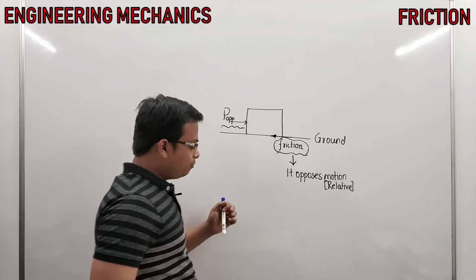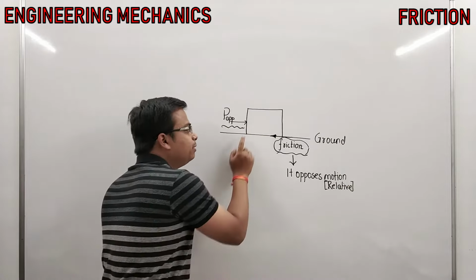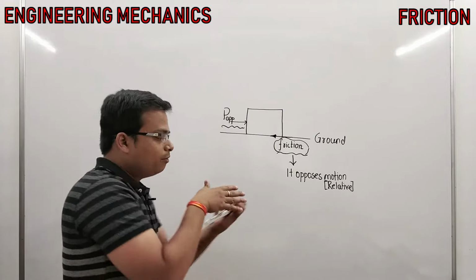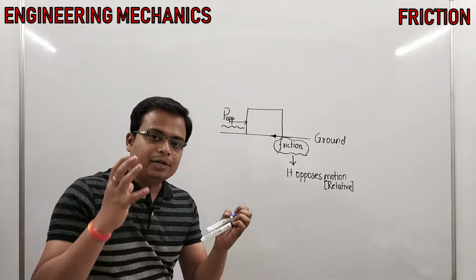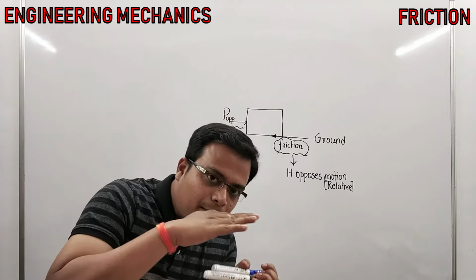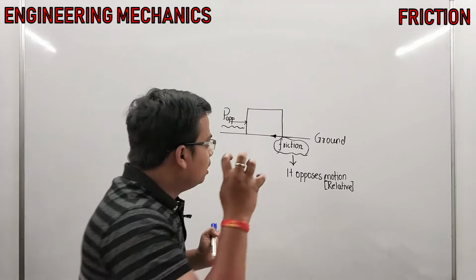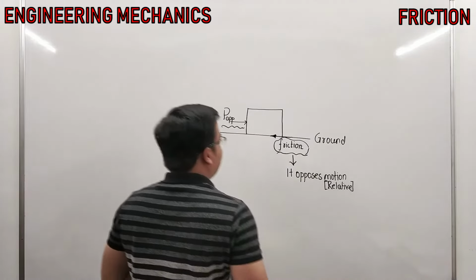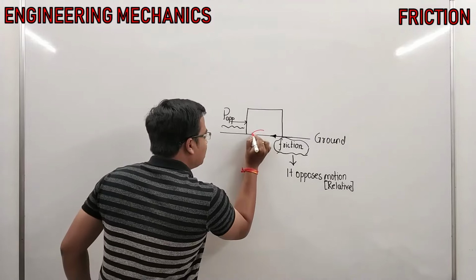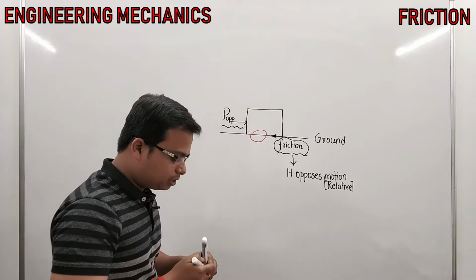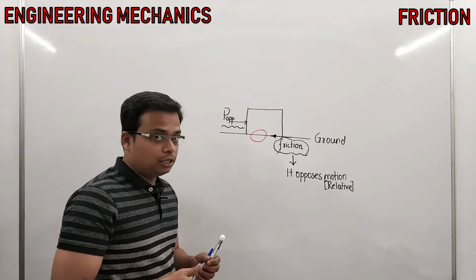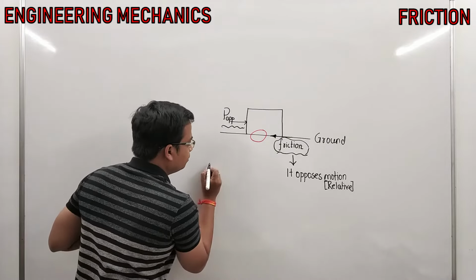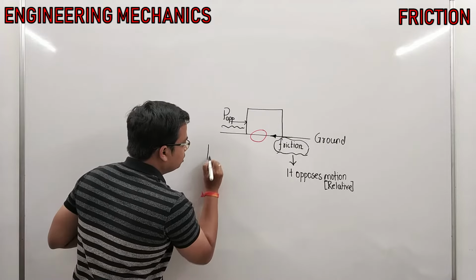Okay, now if someone would ask, sir, what happens between these surfaces in contact? What actually happens between two surfaces when they slide over each other? What happens between two surfaces when they rub over each other? Let's zoom into just this portion and let us try to work out what actually happens over here. So there is a surface, we've zoomed in. Okay, so this one is the block, the upper block.